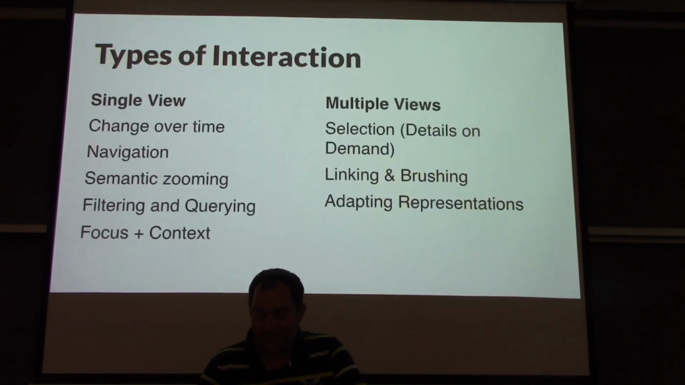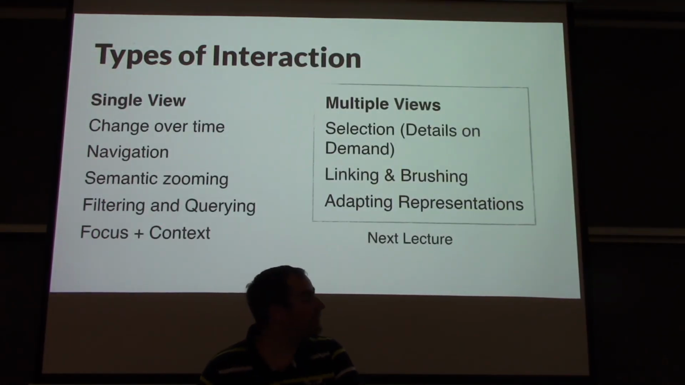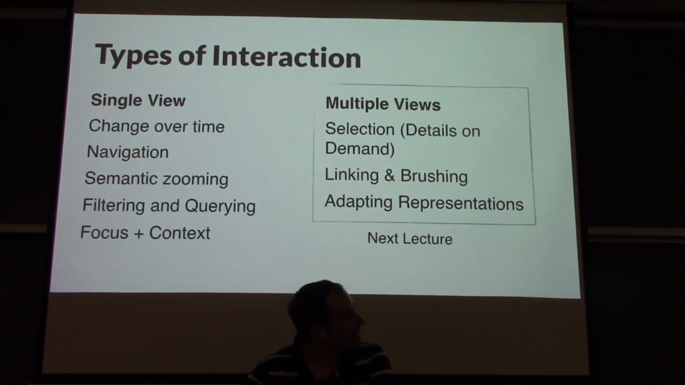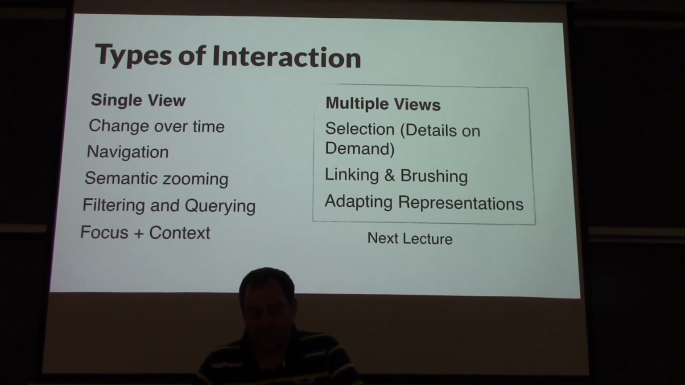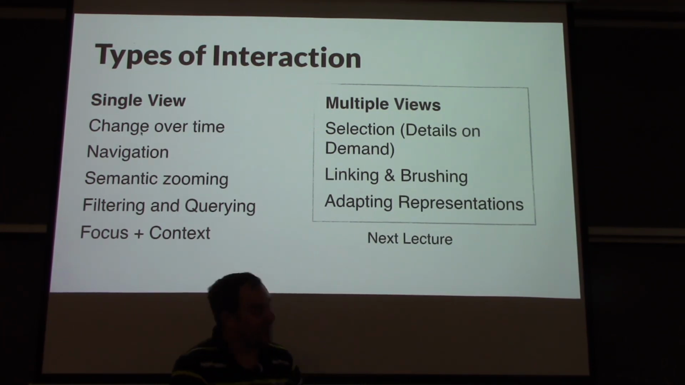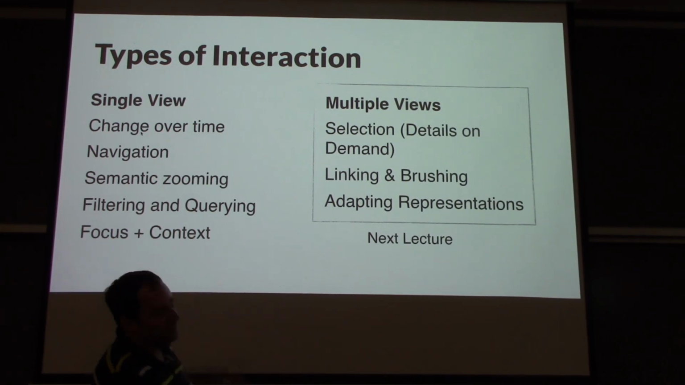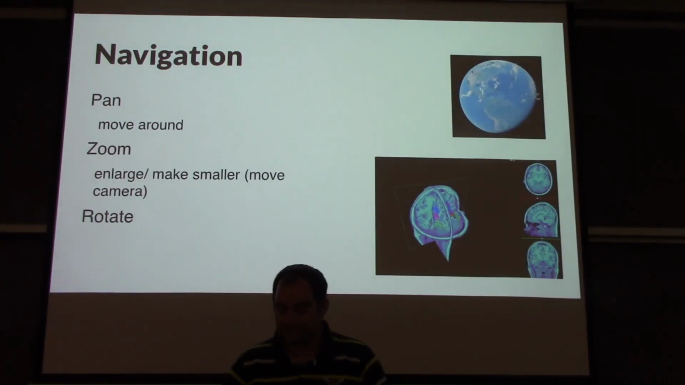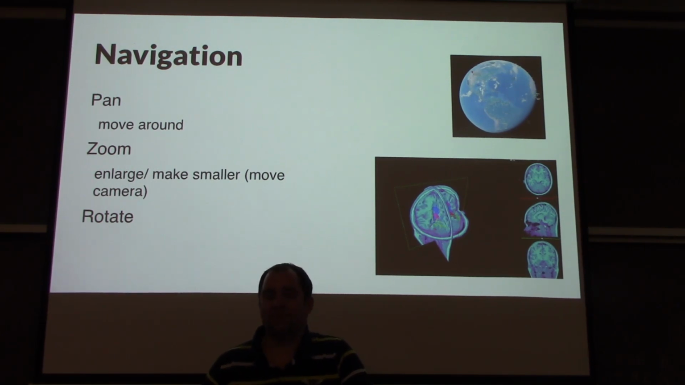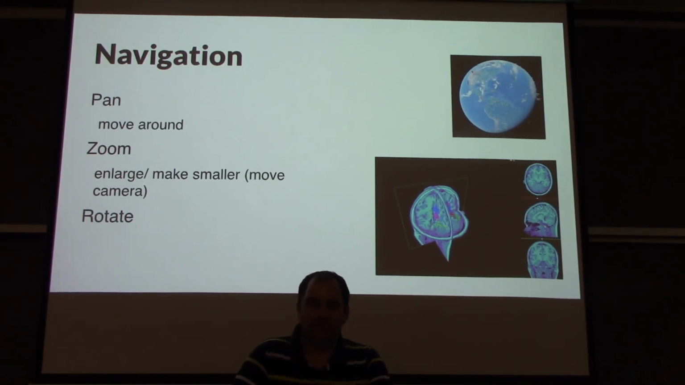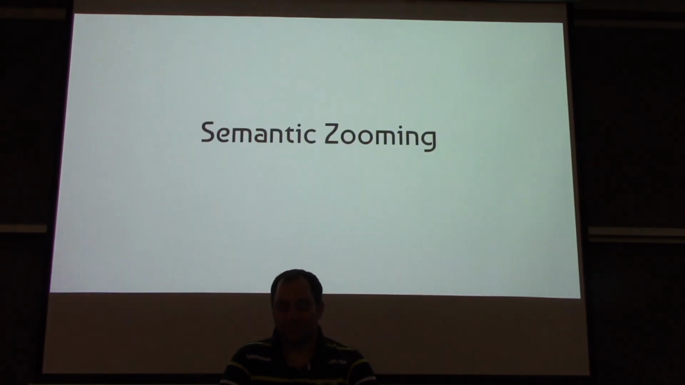After I'm done with this recap, we have talked about this stuff in the multiple view lecture, and we'll be talking more about filtering and querying in the second part of the lecture today. So for navigation, we have pan, zoom, and rotate. That's really mostly important when you have spatial data, because otherwise you usually try to represent things on a screen, except for simple things like scrolling.